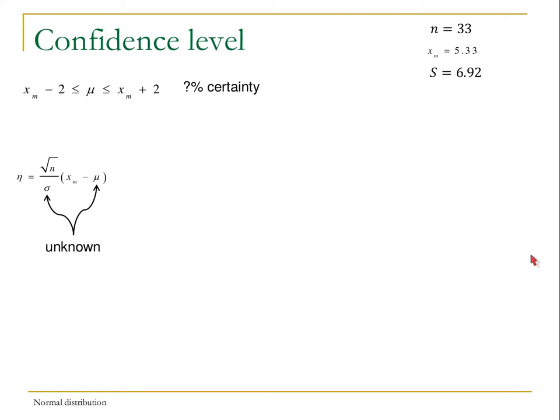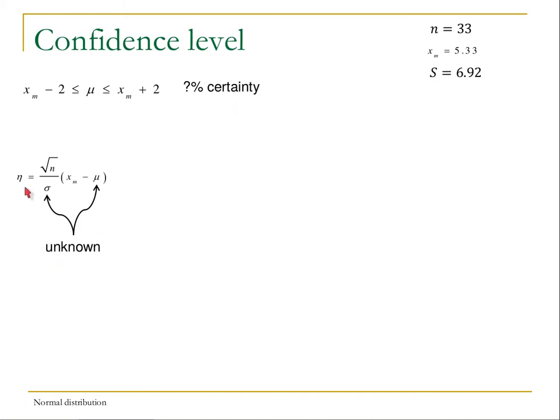Now, back to the question of how do we figure out the confidence level. Say we have a sample with 33 measurements. The sample mean is 5.33 and the sample standard deviation is 6.92. Now we assert that the population mean is in the range of sample mean plus or minus 2. And what's our confidence level for that? So we'll step through that.